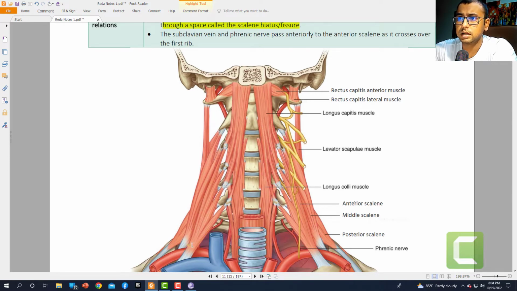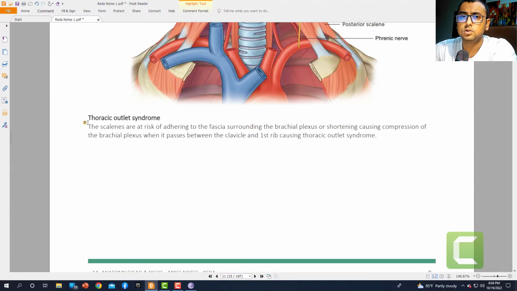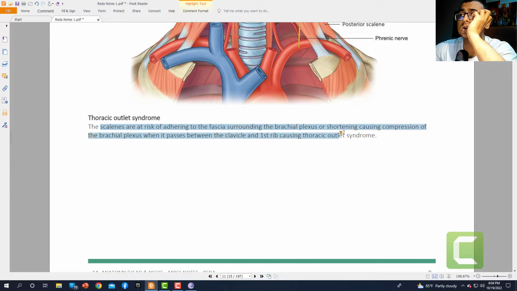So these are the strap muscles, like scalenus anterior, medius, and posterior. In between two of them, the subclavian artery goes through, and part of the brachial plexus as well. Thoracic outlet syndrome is a clinical condition where the scalenes are at risk of adhering to the fascia surrounding the brachial plexus, or shortening causes compression of the brachial plexus.